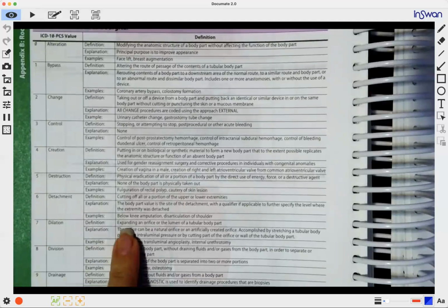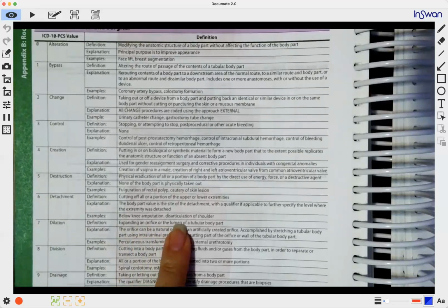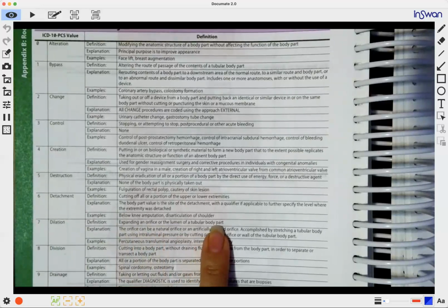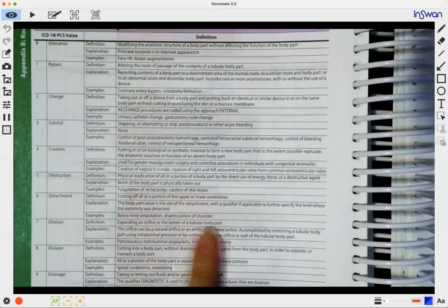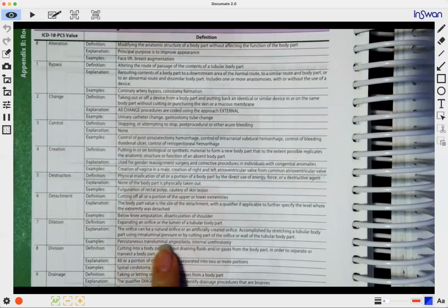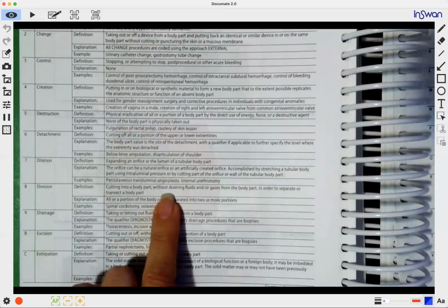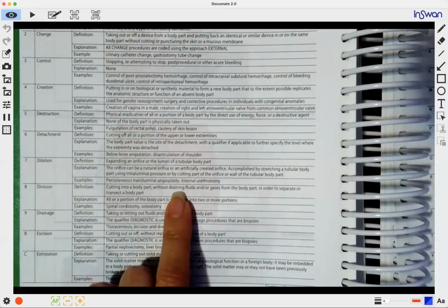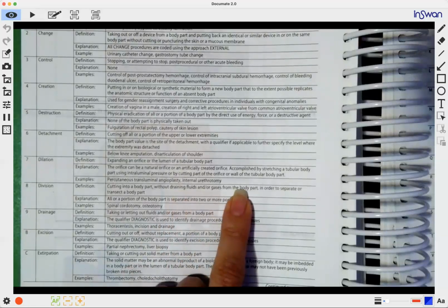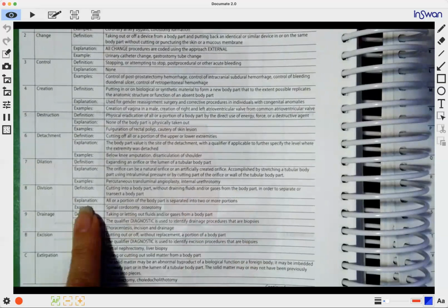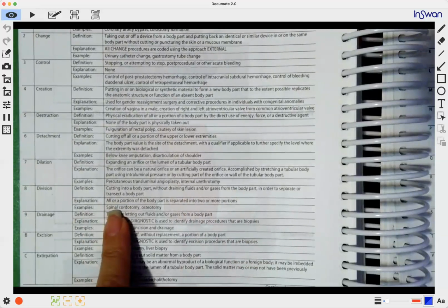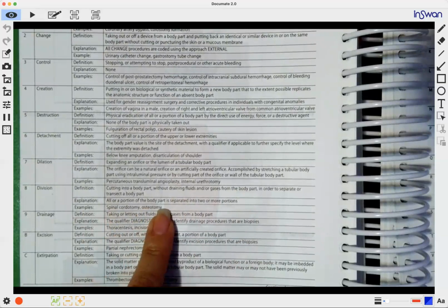Dilation, expanding an orifice or the lumen of a tubular body part. So this is going to be your percutaneous transluminal angioplasty, internal urethrotomy. So they're expanding it or making it larger. Division, cutting into a body part without draining fluids or gases from the body part in order to separate or transect a body part. So a spinal cordotomy, osteotomy.